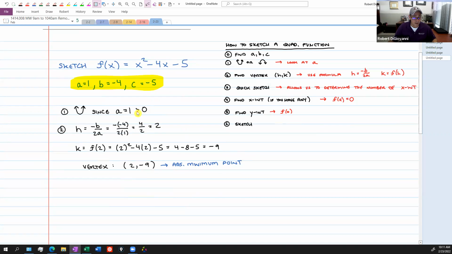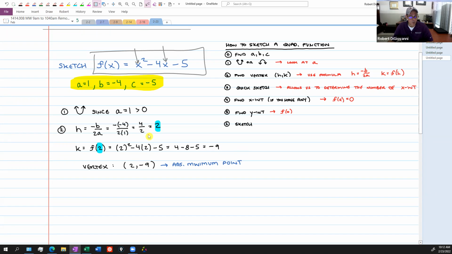So A is 1, that means it's positive, we open up. To find H, I took negative B. Now you have to be careful because B was -4. So you have to do negative -4, which turns it into a +4. And then 2 times A, that's 2 times 1, which is just 2. That gives you 2. So then you take that answer and you plug it into the function, which just means you take 2 and you go to your original function up here and you replace the X here with 2. That's what I did here on this line. And then I got -9.